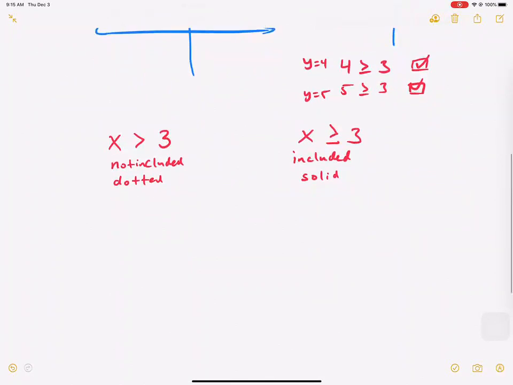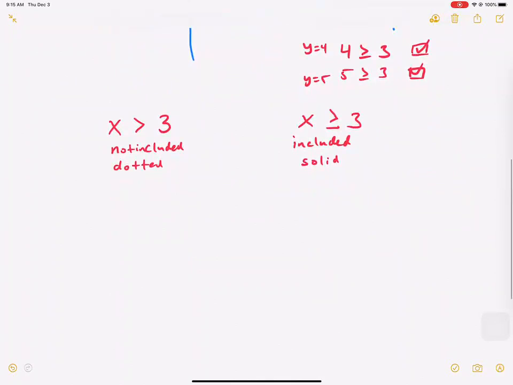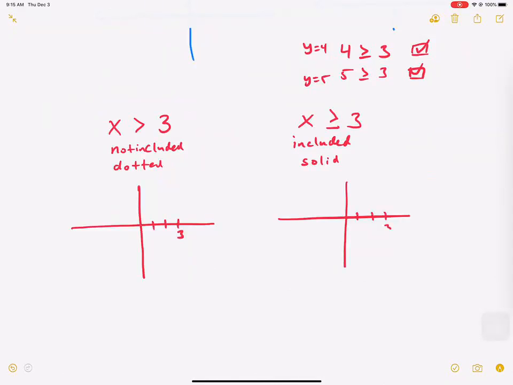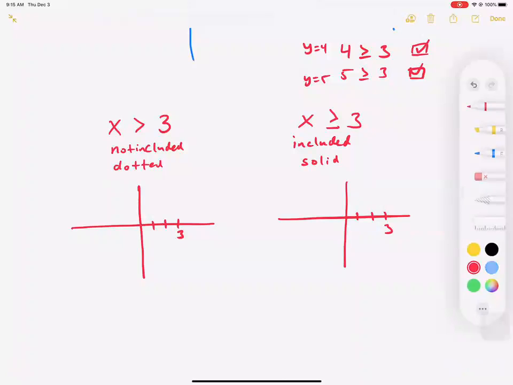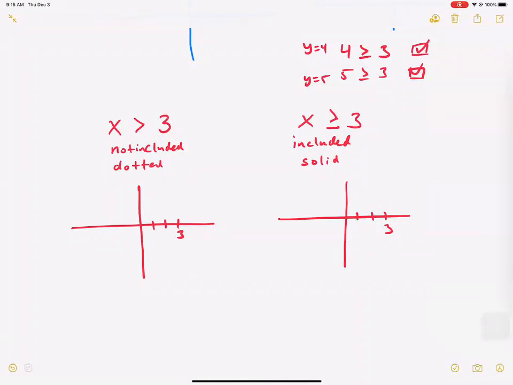Now, if I'm graphing these as line graphs in 2 dimensions, not just 1 dimension, will this be a vertical graph or a horizontal graph? Will this be vertical or horizontal? When x is 3, 1, 2, 3, here's 3. This was going to be a vertical graph because all I care is that x is 3.